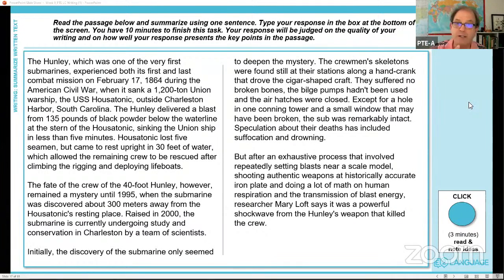So skim read to get an idea about what it's about, then go through and write notes, beginning, middle, and end, down onto your pad. And then from your pad, stay focused, because your brain will process the information by taking notes. Write a sentence that summarizes the main ideas of this text.